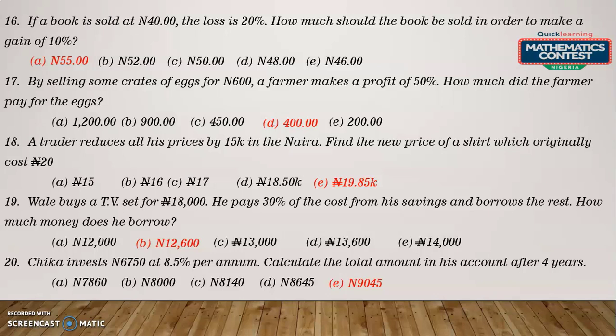Okay, number 18, a trader reduces his price by 15 kobo. Find the price of the shirts, which was originally 20 naira. 20 naira to kobo, that should be 2000 minus 15 kobo, that is 19 naira 85 kobo. Number 19, I trust is simple as well, 12,600, and number 20 is E.